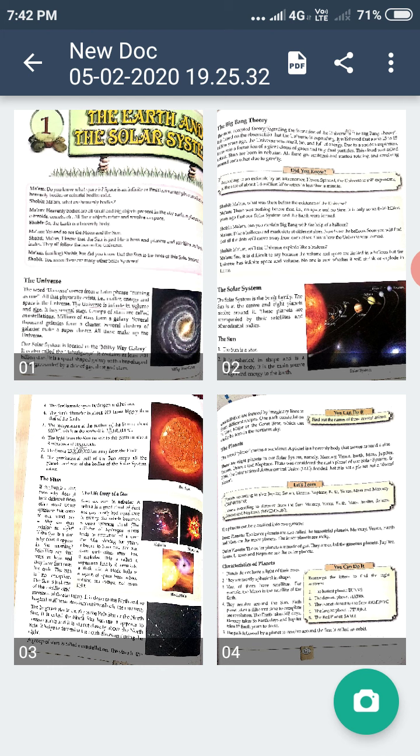Students, our solar system is located in the Milky Way galaxy. This Milky Way galaxy is also called Akash Ganga. In this galaxy there are at least 200 billion stars, and this galaxy is surrounded by gas, dust, and stars.